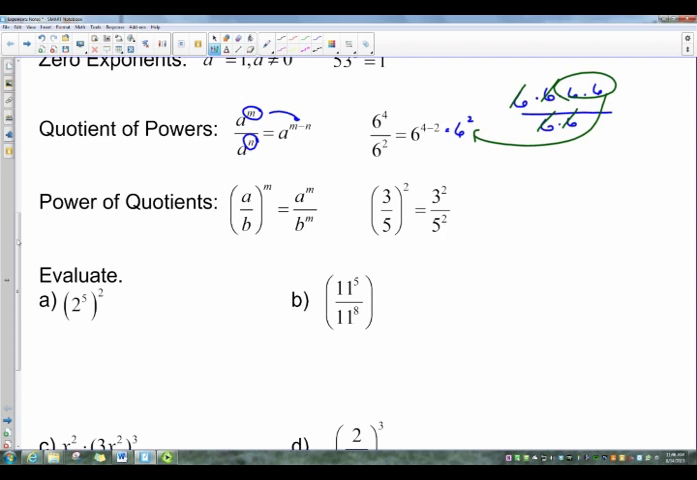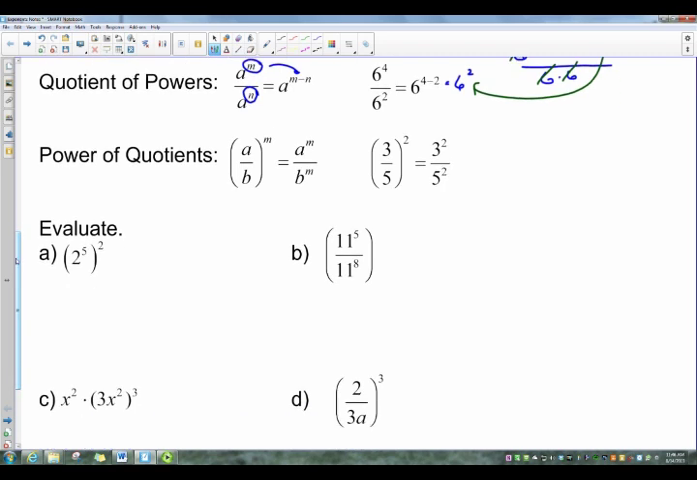All right, and then much like up above again, power of quotients, if I have something within a parenthesis that's being divided and an exponent on the outside, that exponent gets sent through. So I have a to the m over b to the m. My example here is 3/5 squared. So that means I have a 3 squared, I have a 5 squared, and I could simplify from there into 9 over 25, and there's your solution.